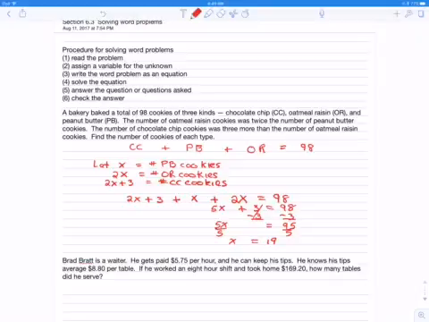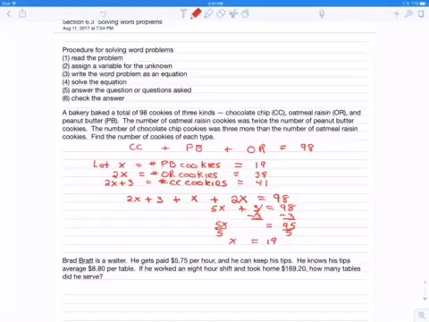So we said x was the number of peanut butter cookies, so 19 is the answer to x. The oatmeal raisin cookies was twice that. So 2 times 19, or 38. The number of chocolate chip cookies was 3 more than the number of oatmeal raisin cookies. So it's 3 more than the 38, or 41.